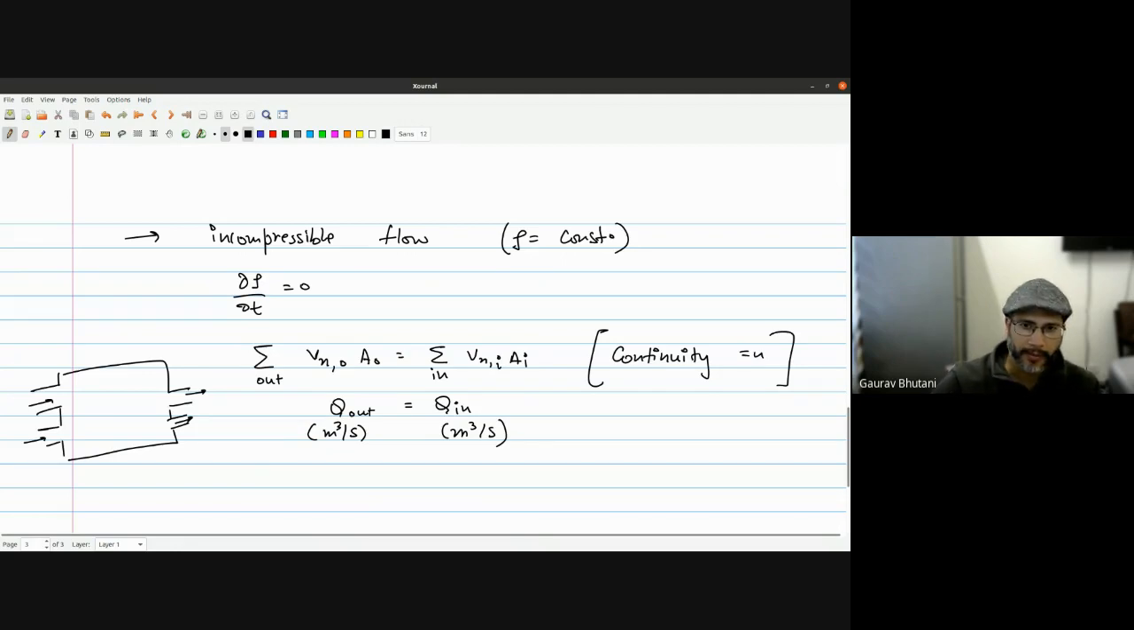Okay. So very often we'll refer to this equation where you have the net flow rate in is equal to net flow rate out as the continuity equation. Sometimes you'll see area times V equal to constant. That is also another way to write the continuity equation.